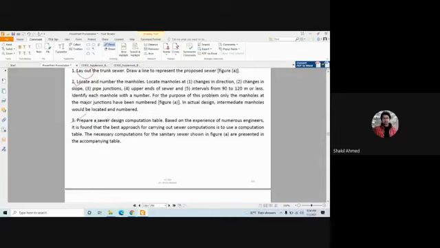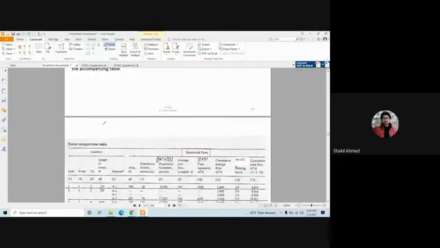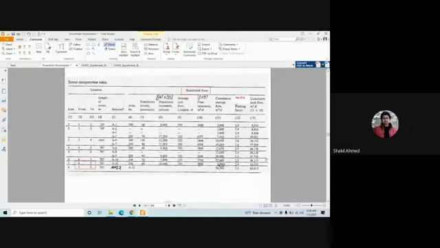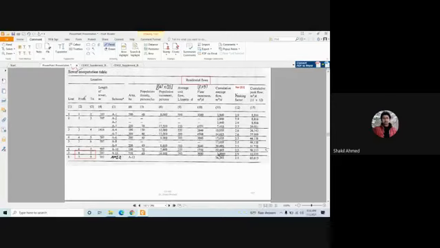Prepare a sewer design computation table. So we need to make a table, okay? And then we will compute them one by one. Based on the experience of numerous engineers, it is found that the best approach for carrying out sewer computation is to use a computation table. You can do it in Excel, okay? This is the table. Actually, we have multiple tables. We'll see one by one.